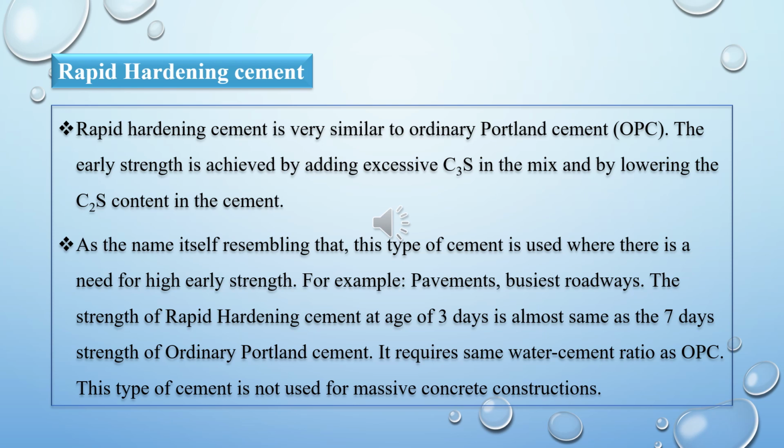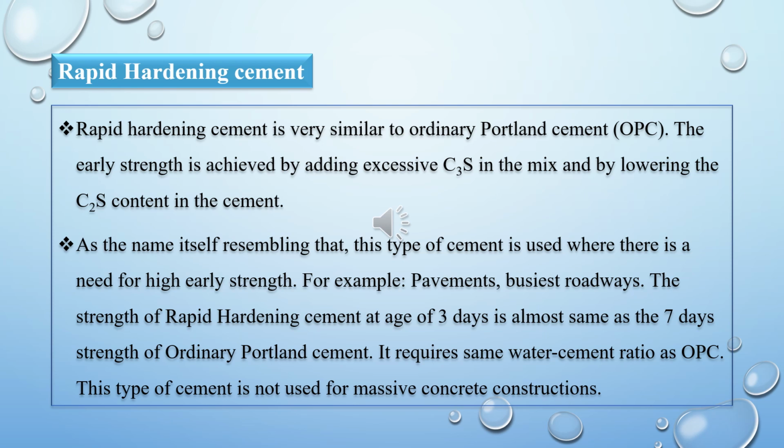So students, in the second point, he said that as its name resembles, rapid hardening, this type of cement is used where early strength is needed, for example, the pavement and the busiest roadways. The strength of rapid hardening cement after 3 days is the same as the strength of ordinary Portland cement after 7 days. In rapid hardening cement and ordinary Portland cement, the ratio of water is the same. But ordinary Portland cement is used for massive constructions, but rapid hardening Portland cement cannot be used for massive concrete constructions.